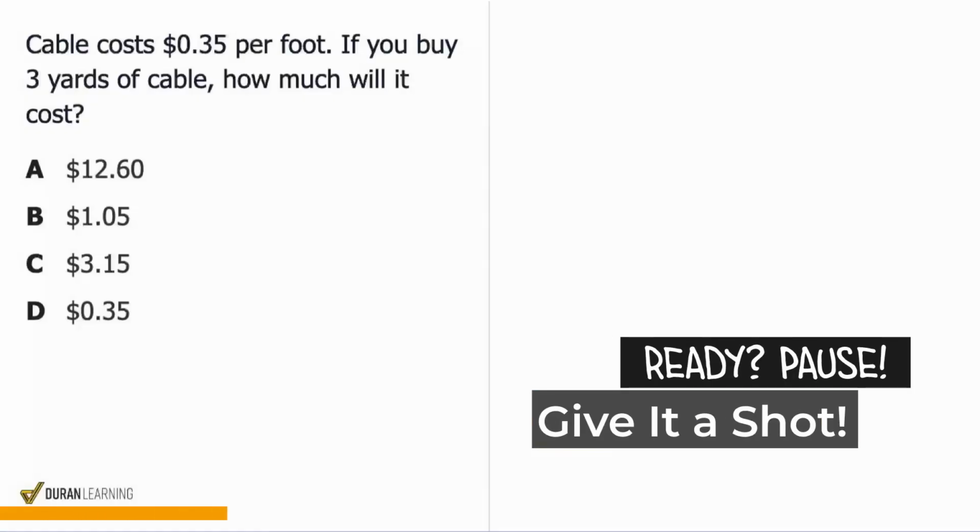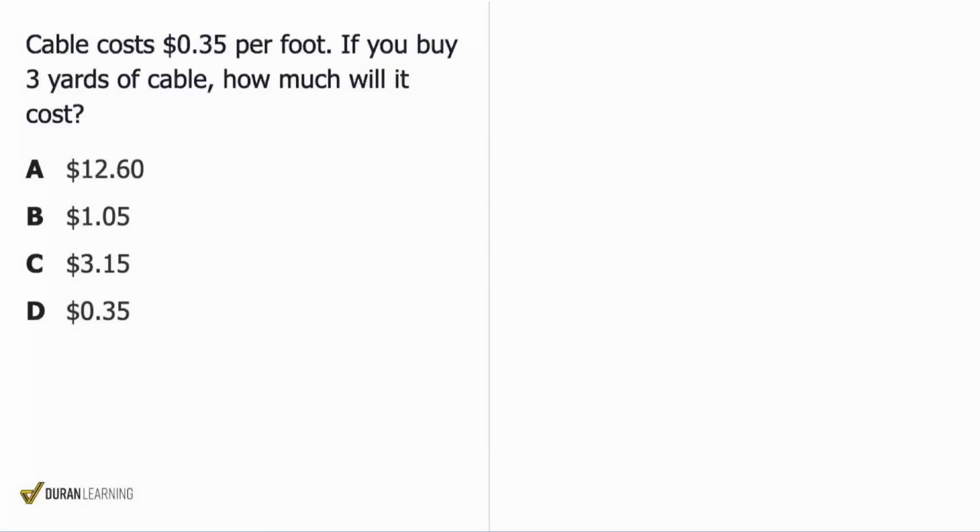All right, next question up. We're dealing with a problem that's just 2 sentences, but you don't want to jump the gun because it says here, hey, if you buy 3 yards of cable, how much will it cost? Now, everybody, this seems like a very straightforward problem because it says, hey, cable costs 35 cents per foot. If you buy 3 yards of cable, sounds like I'm going to be multiplying to get that final cost.